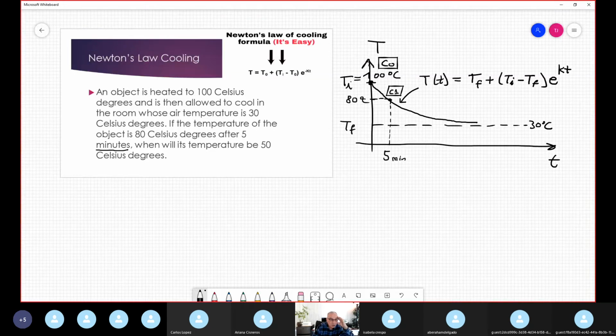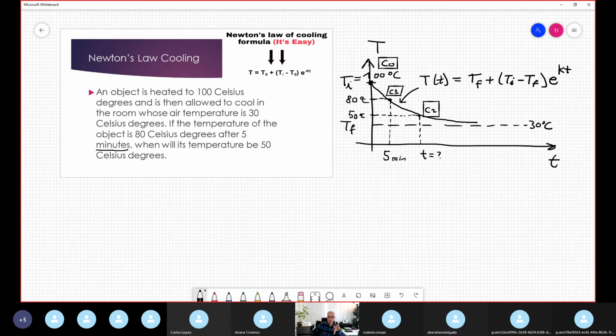And condition 2, when will its temperature be 50? So we have another condition here, I call 50 Celsius degrees. And here is condition 2, in which you don't know at what time. This is my goal. At what time is this? Do you follow me? Do you understand the basic idea? Now let's move on to the mathematical part. But do you understand the idea?